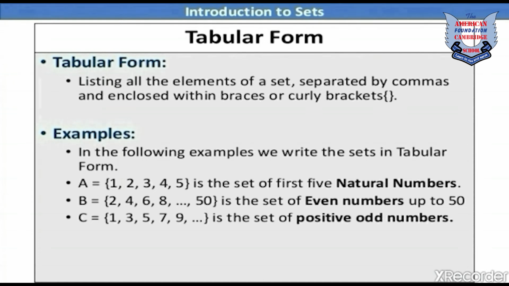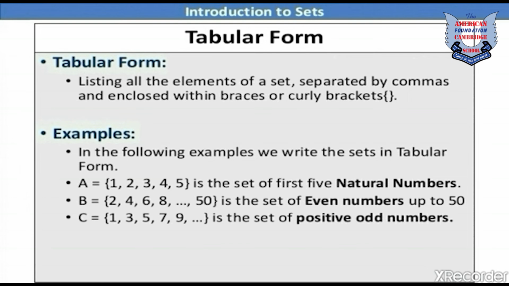Tabular form means listing all the elements of a set separated by commas and enclosed within braces or curly brackets. Here you can see a few examples which are written in tabular form. First example, set A which contains 1, 2, 3, 4, 5. The set is written in tabular form, and this is the set of first 5 natural numbers.